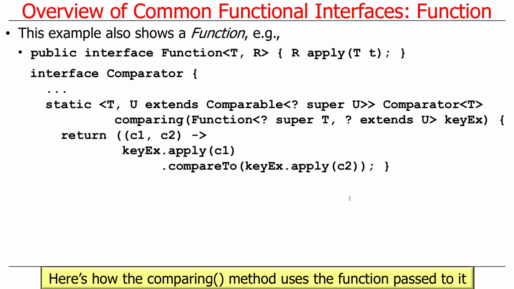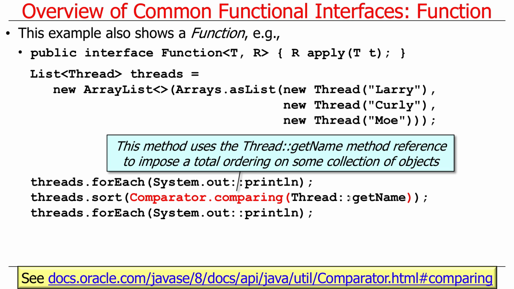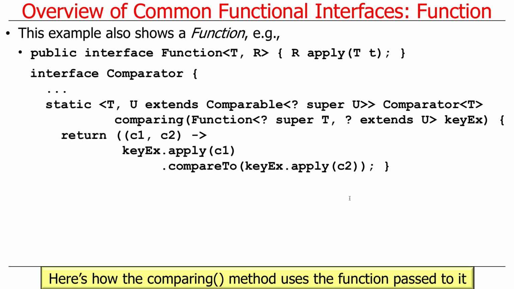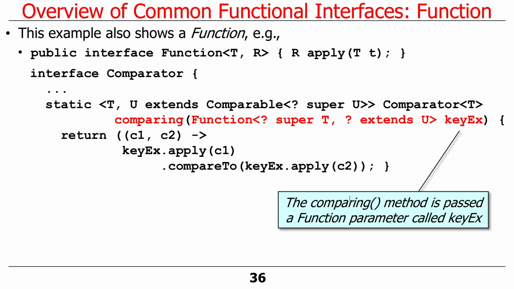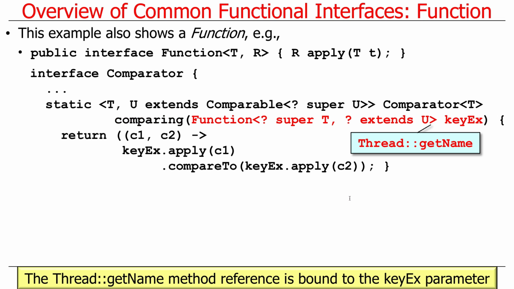And the comparing method is going to take a function, which is going to be the key extractor or key comparator that we're going to use, which in this case is going to be getName. This is the method that's passed the function parameter, and the formal parameter in the method is called keyEx. That's just the name we give it so we can refer to it inside the comparing method. And that's going to be Thread::getName, which basically returns the name of the thread.